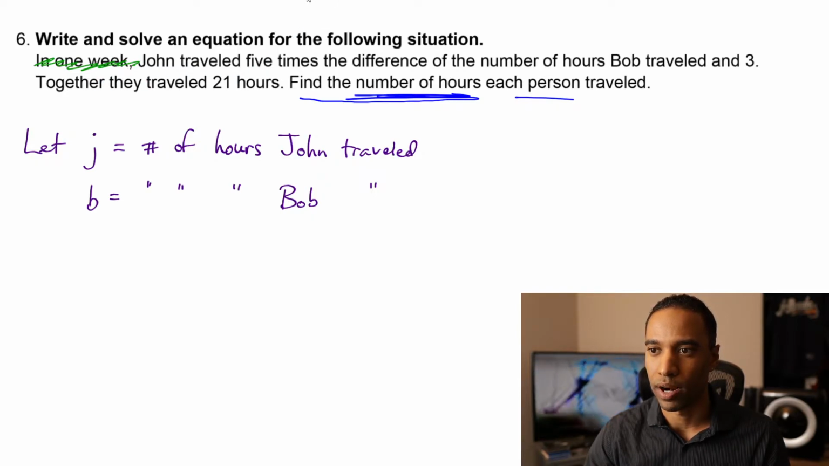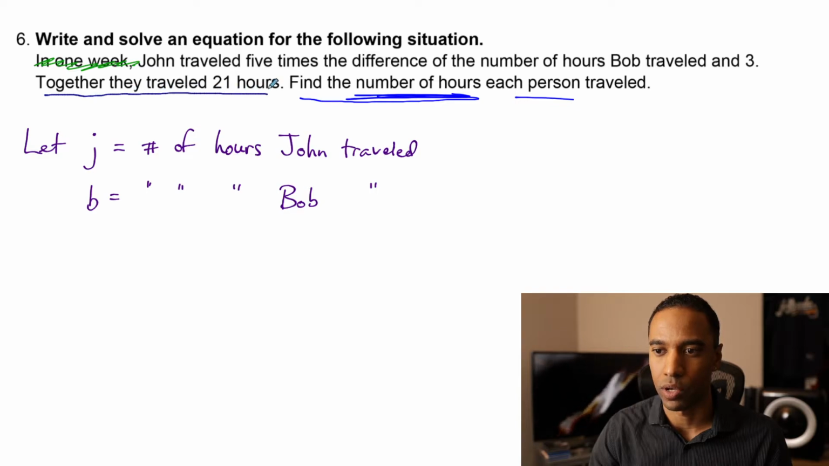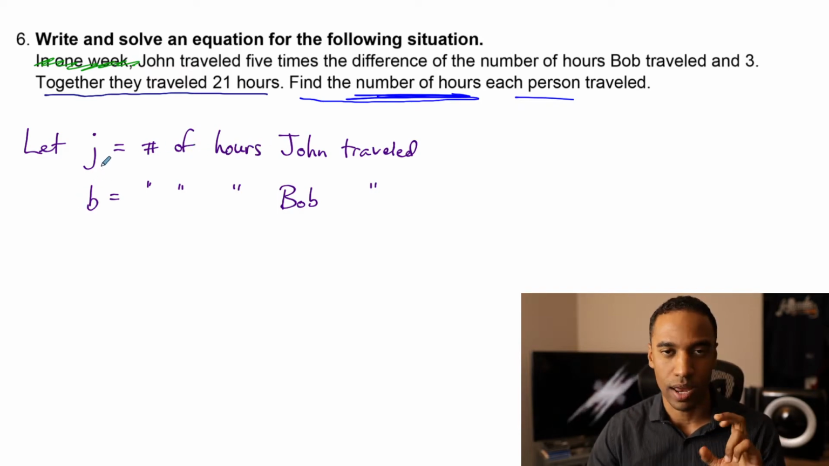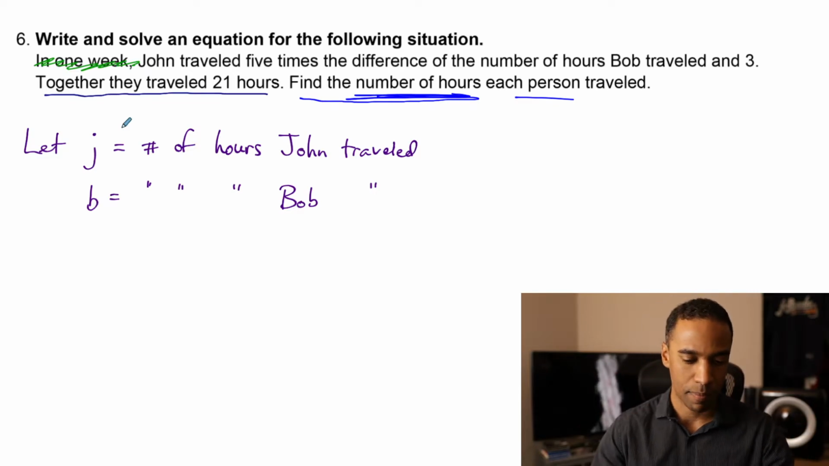Together they traveled 21 hours. Okay, I want to write an equation based on them together traveling 21 hours. Now, J and B happen to represent the number of hours they each traveled. If you have trouble writing out an equation with this information right now, here's where I recommend a groovy, kind of faux way of approaching this: make up numbers for a moment, think about what you do with those numbers, and then supplant those numbers with your variables.